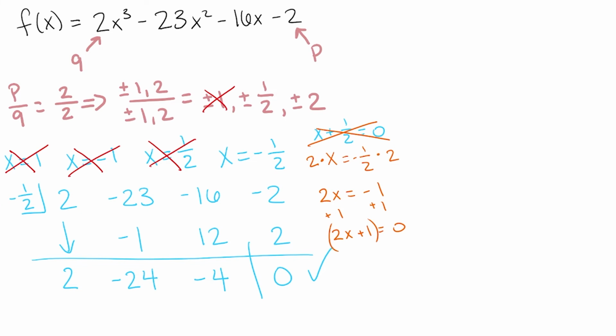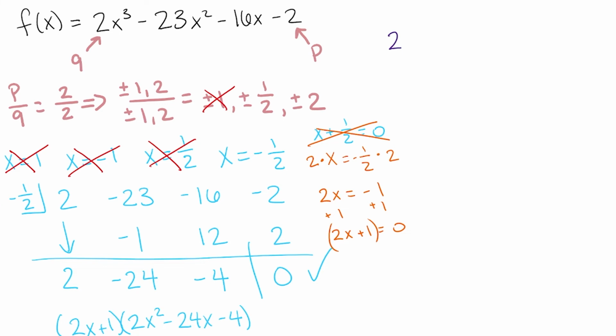So anytime we have a fraction as one of our factors, we want to write this using whole numbers, meaning we want to get rid of that fraction, typically by multiplying by the denominator on both sides of the equal sign. That will always get rid of your fraction and allow you to find what your factor is. So now we can rewrite our polynomial as 2x plus 1 times 2x squared minus 24x minus 4.